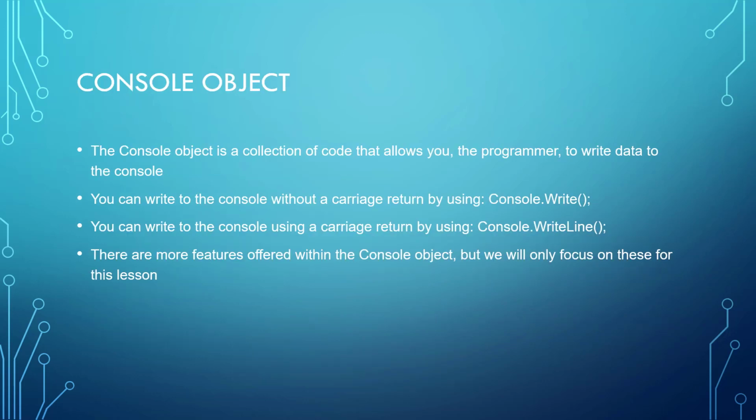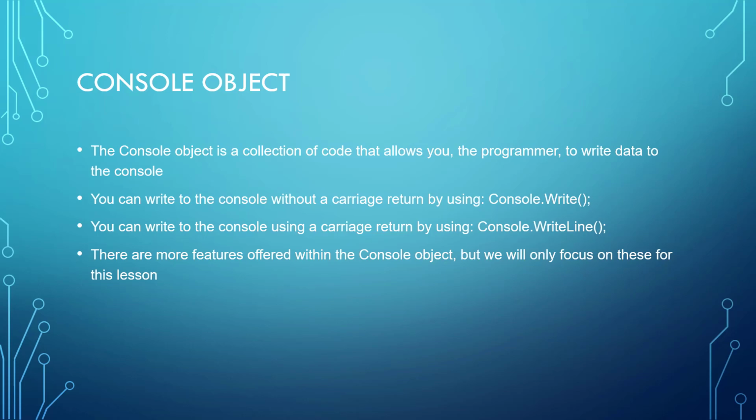So let's move forward and we'll talk about the console object. So the console object is a collection of code that allows you, the programmer, to write data to the console. You can write to the console without a carriage return by using console.write. I'll give you an example of this in a second. And you can write to the console using a carriage return by using console.writeLine.